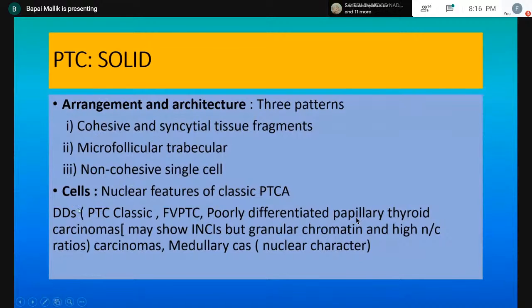But because of this pattern, the differential diagnoses include papillary thyroid carcinoma, the solid variant, follicular variant of papillary thyroid carcinoma, and poorly differentiated papillary thyroid carcinoma. This is very, very important because even though they may show some intranuclear cytoplasmic inclusions, they have a granular chromatin and a very high NC ratio. I'm going to show you a slide. And even medullary thyroid carcinomas are important, but the nuclear characters supposedly are slightly different.